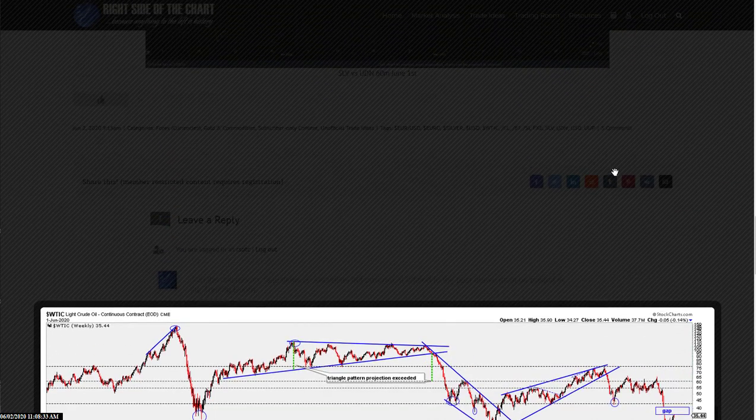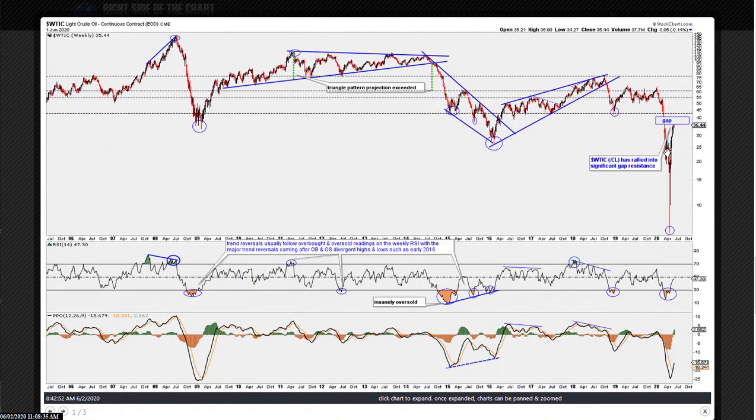This is crude oil. I can't zoom these down. I have to just get a programmer to add the zoom function. But if you can make it out, this is WTIC, which are the crude futures. Stockcharts.com uses WTIC. It's the same as CL. I'll refer to /CL when I'm using another charting program. But there's a big old gap, a very technically significant gap. I mentioned that as well with USO yesterday in the video.